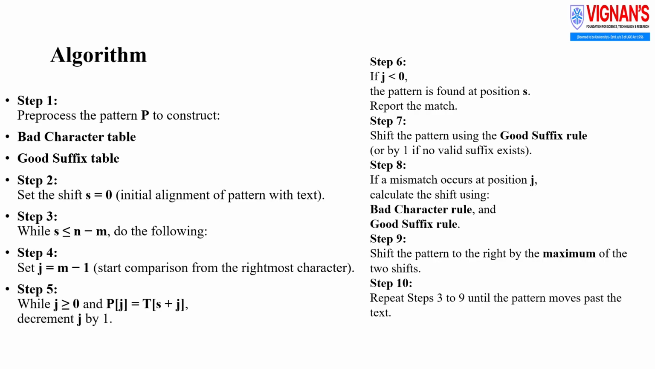Report the match. Step 7. Shift the pattern using the good suffix rule or shift by 1 if no valid suffix exists. Step 8. If a mismatch occurs at position J, calculate the shift using the bad character rule and the good suffix rule. Step 9. Shift the pattern to the right by the maximum of the two shift values. Step 10. Repeat steps 3 to 9 until the pattern moves past the text.